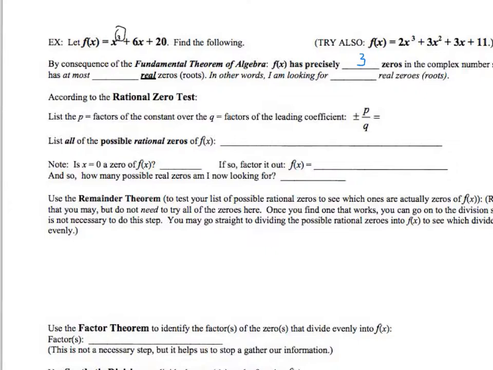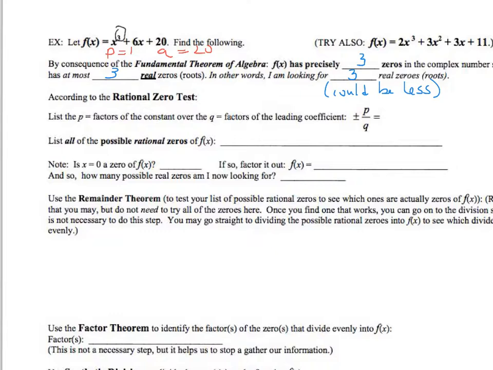And of those 3 zeros, at most 3 of them are real. Okay? So we are really looking for 3 real zeros. But there could be less. And I'm pretty sure in this case there will be less. Okay? So what we'll do here is we will look for some different rational roots.